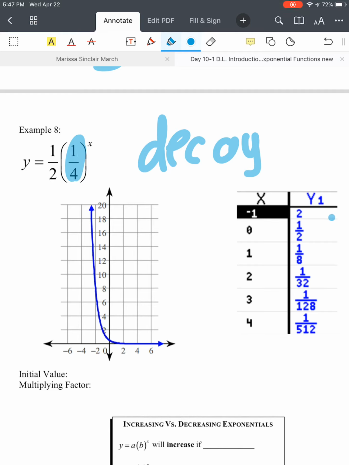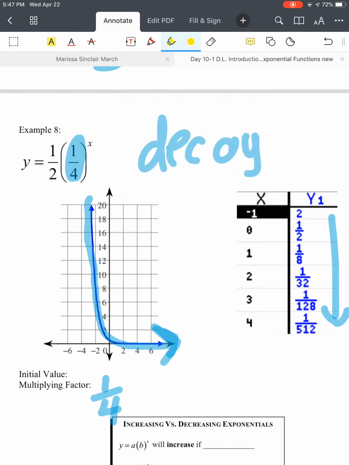We can look at the y values. These are a little harder to tell, but these y values are going down. So that's showing its decay. And then my graph itself is going down. It's decreasing the whole time. It has a down arrow at the end. So that's showing that it's decay. So my multiplying factor is 1/4. So when my multiplying factor is less than 1, I know that it is decay.